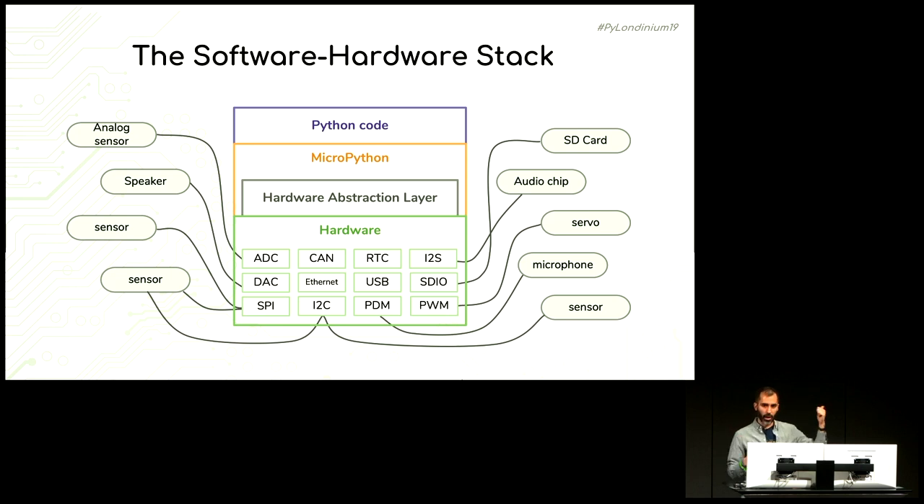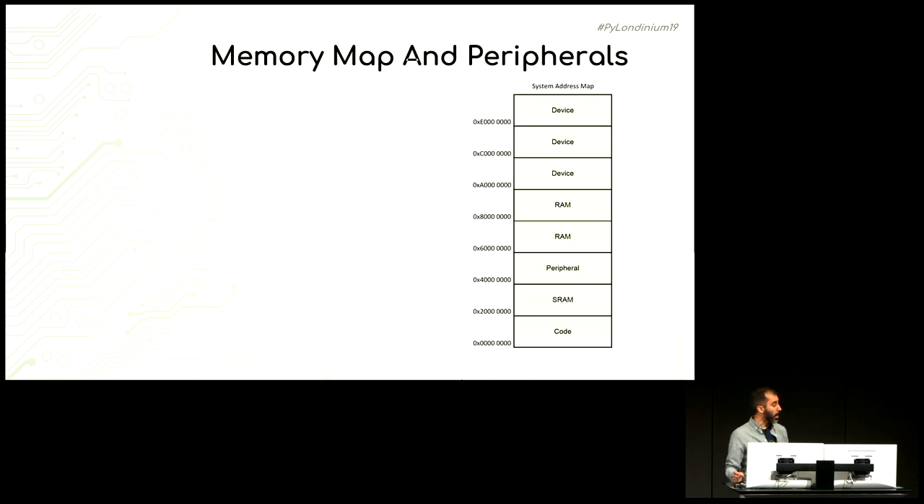Great, OK, so we know that we have to do something with these registers, but how do we do that? Well, for that, we have to look at the memory map of the device. This comes from the datasheet of a microcontroller. It tells you things like the code is meant to live in that specific memory range, and RAM is in that specific memory range. But the part that's important for us is the peripherals.